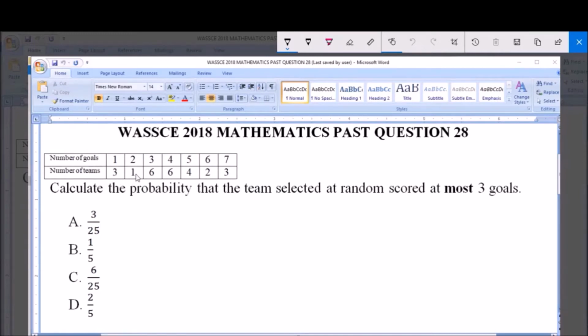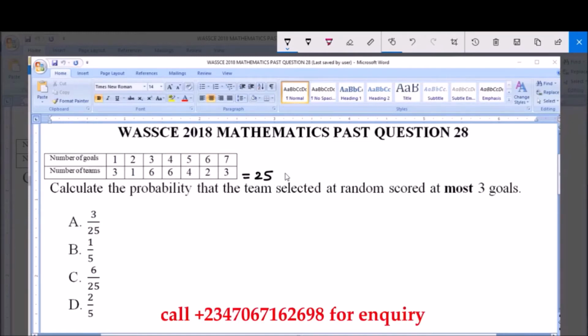That's 3 plus 1, 4 plus 6, 10 plus 6, 16 plus 4, 20 plus 3, 22, 22 plus 3, 25. Total number of teams here will be 25 teams.